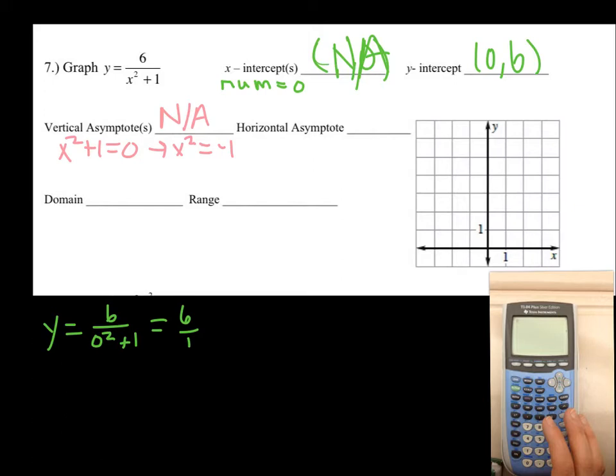Horizontal asymptote, we're looking at our exponents, and remember guys, you can always put fillers in here. So you can make this 6 times x to the 0 power. X to the 0 power is just 1, which keeps it as 6 times 1, which is just 6. So if your numerator has a degree of 0 and your denominator has a degree of 2, that means m is less than n because 0 is less than 2. So when that's the case, your horizontal asymptote is at 0.